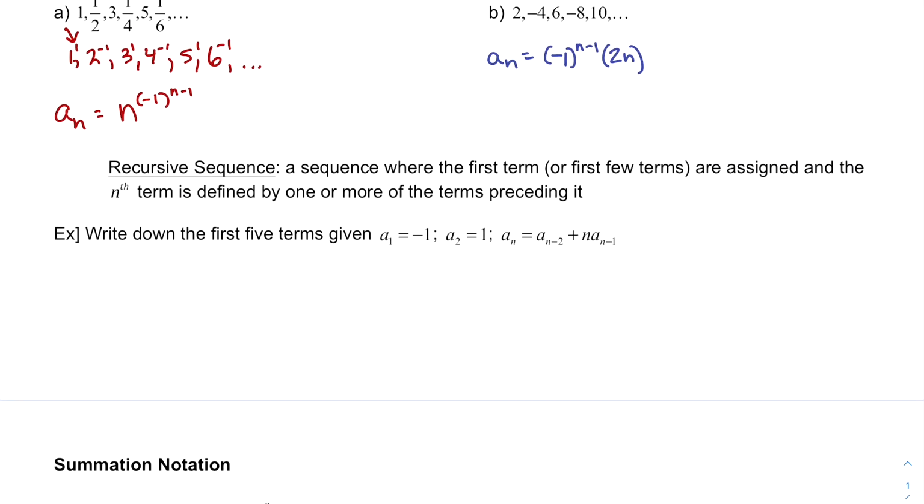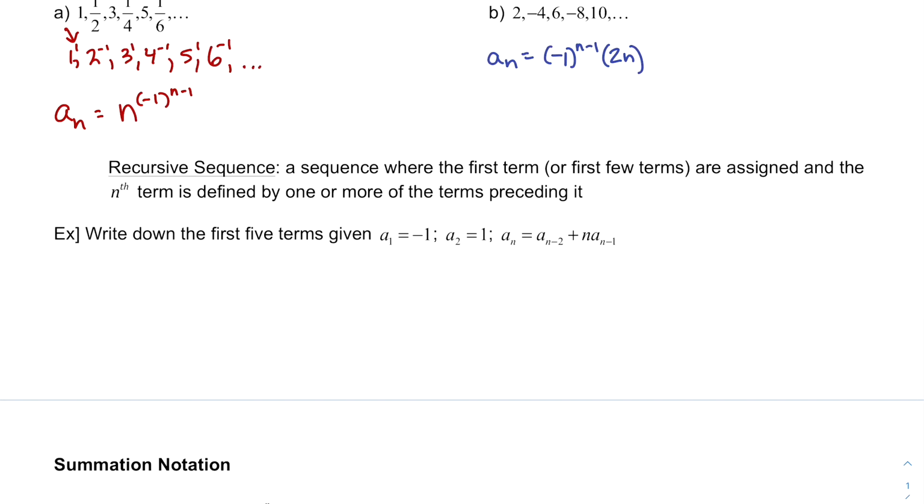There is another way to express a sequence, and that is called a recursive sequence. This is a sequence where the first term or the first couple of terms are given to you, and then you have to use them to find the remaining terms. So there's a famous one, you may have heard of it, called the Fibonacci sequence. This is a famous recursive sequence.